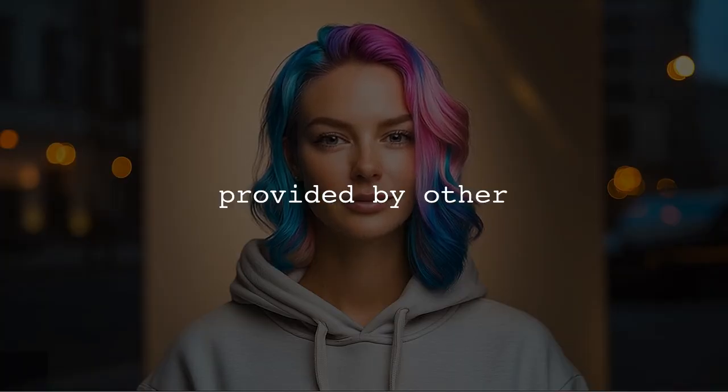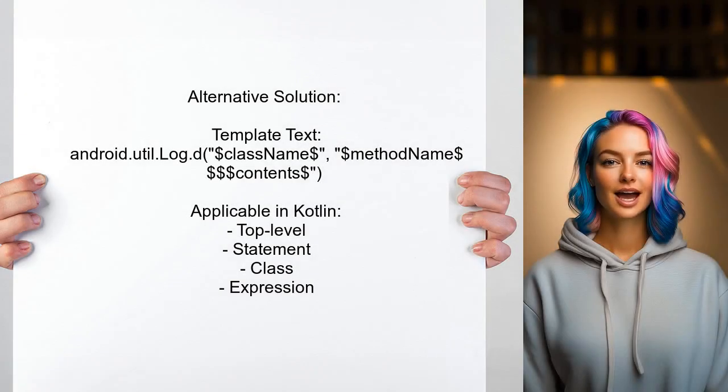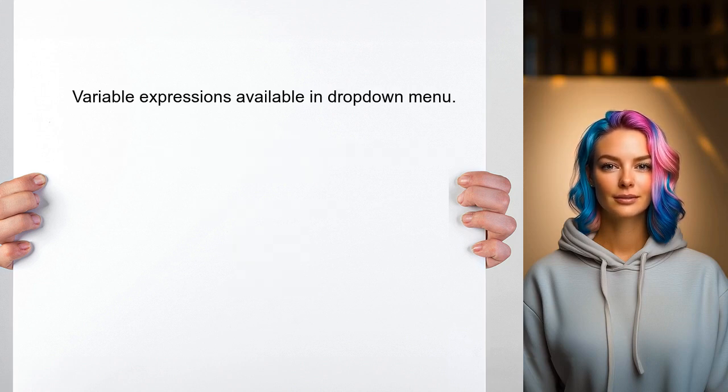Now, let's look at the answers provided by other users. An alternative solution from a user combines insights from multiple contributors. They suggest using a template text for logging in Kotlin that simplifies the process. The template is android.util.Log.d("$classname$", "$methodname$ $content$").